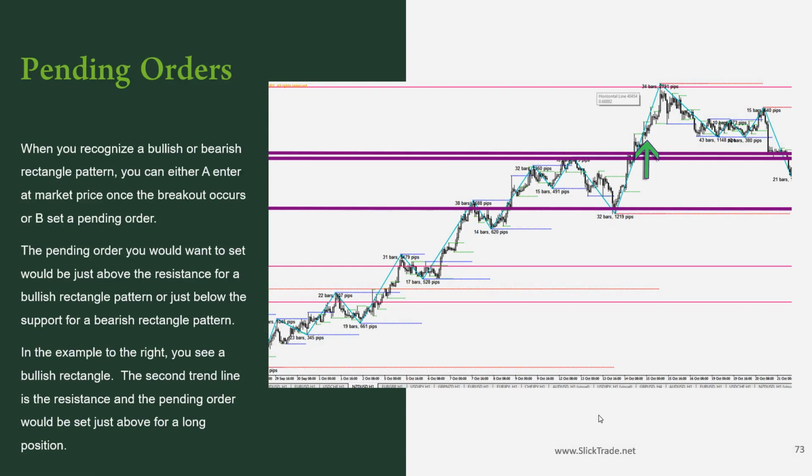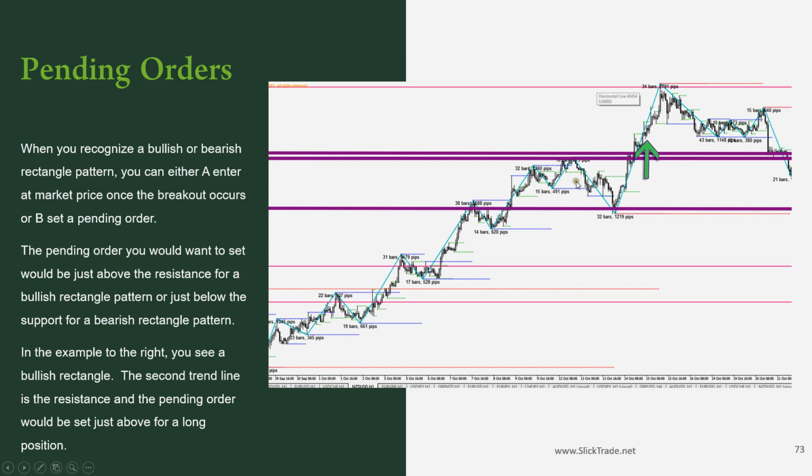Pending orders. When you recognize a bullish or bearish rectangle pattern, you can either A, enter at market price once that breakout occurs, or B, set a pending order. The pending order you would want to set would be just above the resistance line for a bullish rectangle pattern or just below the support for a bearish rectangle pattern.